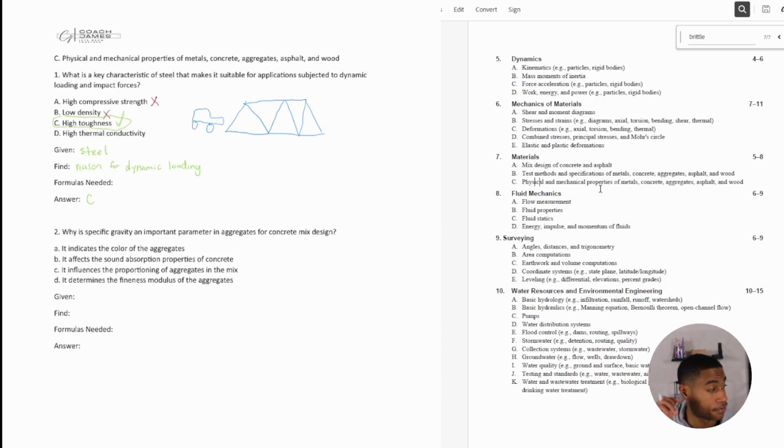All right, let's look at number two. So why is specific gravity an important parameter in aggregates for concrete mix design? All right, so this one isn't really a calculation, this is one that you would need prior knowledge on. So specific gravity parameter in aggregates for concrete mix design. So it indicates the color of the aggregates. No. Let's see if anything comes up for a specific gravity.